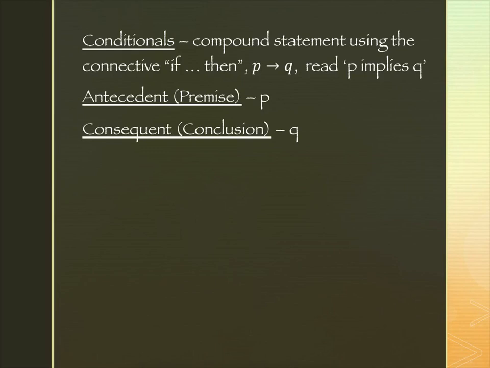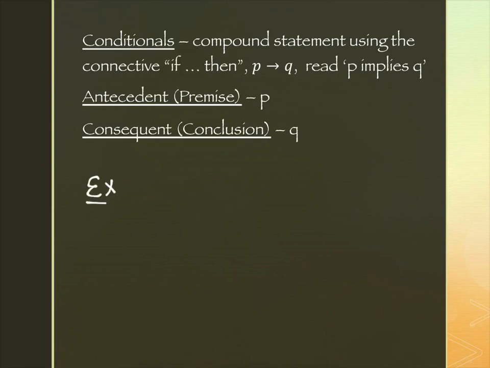The symbol for them, which we saw last time, is the arrow. It has P, arrow, Q. Sometimes we read this as if P then Q, but we also read this as P implies Q. Like we read the arrow as the word implies. The antecedent or premise is the P part, the beginning part. And the consequent or the conclusion is the Q part. And you use these all the time. You make if-then statements continually.